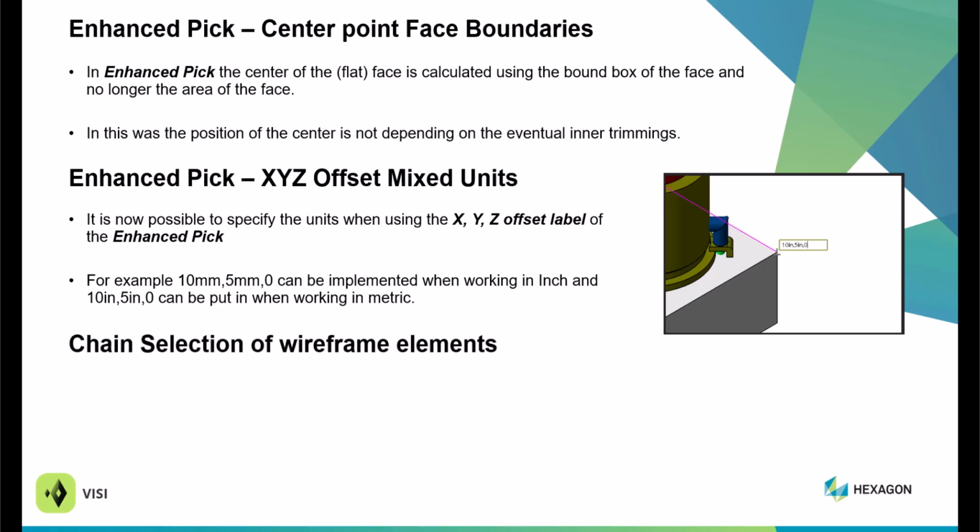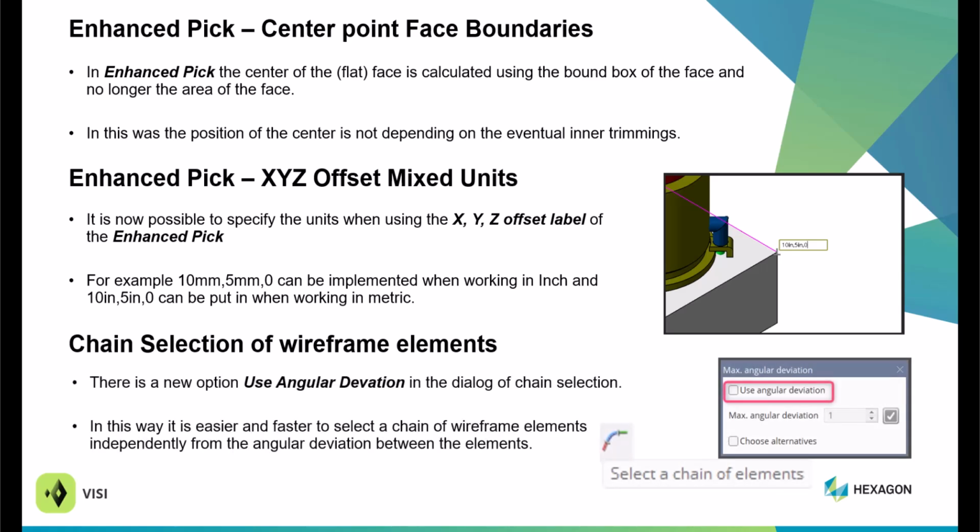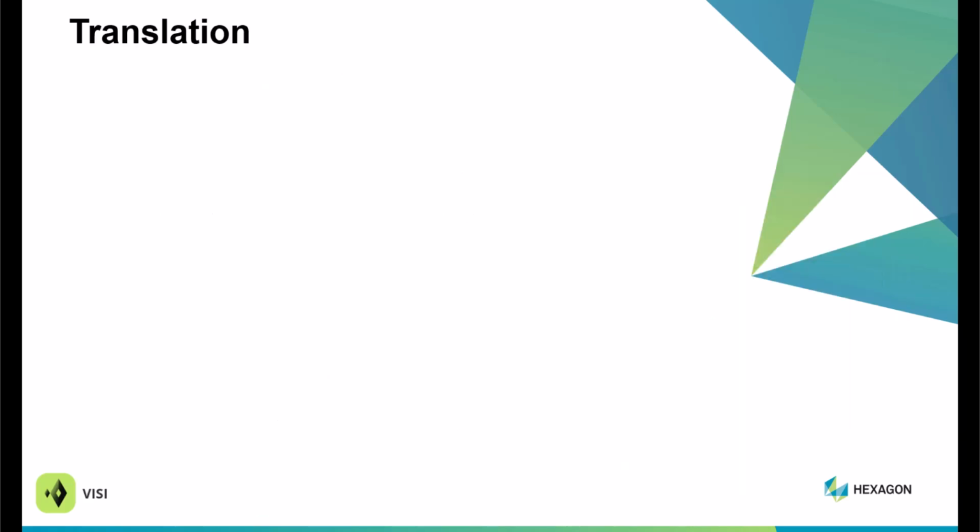And in chain selection mode for wireframe elements, it's now possible to use an angular deviation. So this angular deviation allows you in this way to pick your chain of edges faster and independently work them off of the angular deviation.